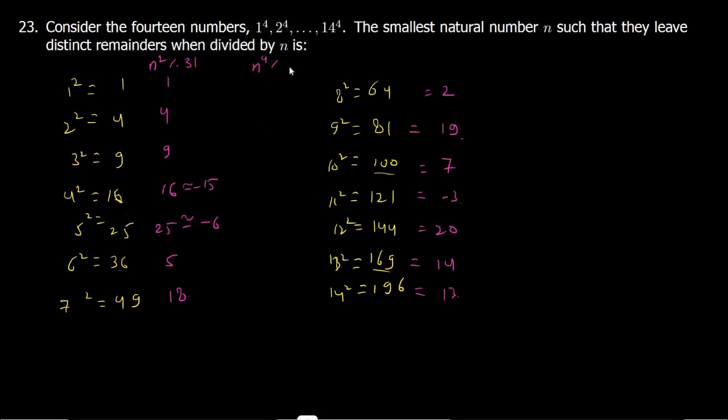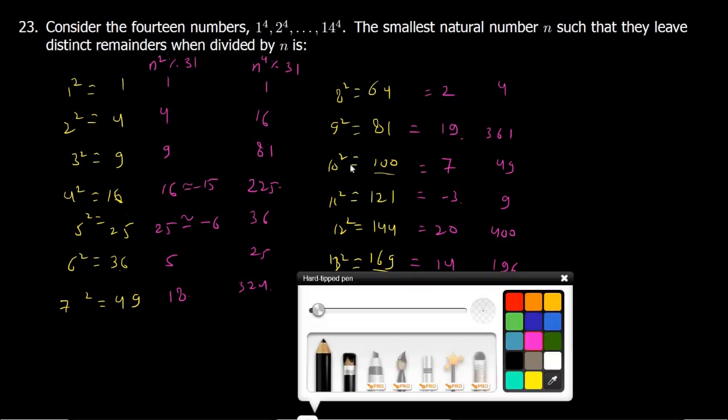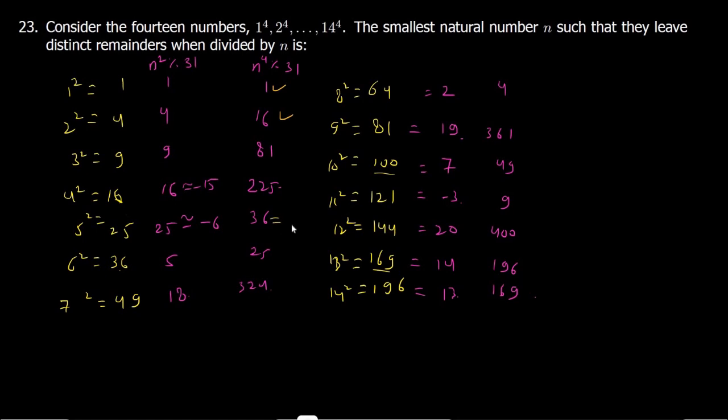And even if we talk about now n power 4 mod 31. So n power 4 will be nothing but the square of this. So this will be 1, 4 square will be 16, 9 square is 81, 15 square is 225, 6 square is 36, 5 square is 25, 18 square is 324, 2 square is 4, 19 square is 361, 7 squared is 49, 20 square is 400, 14 is 196 and 13 is 169. Now ideally, remainder, let's calculate. If you divide 49 by 31, what's the remainder? 49 minus 31 is 18. So far we have 1, 16, 4, 18, 5, which are all distinct.